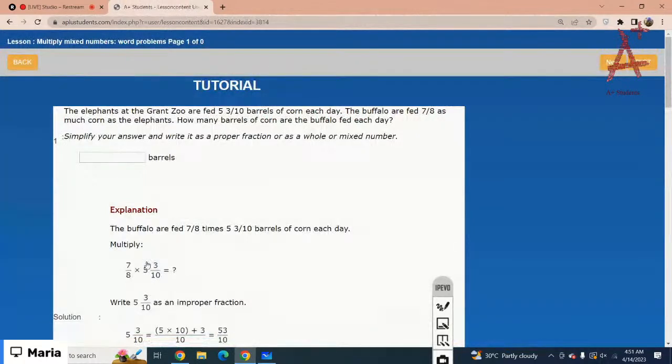The elephants at the Grand Zoo are fed 5 whole 3 by 10 barrels of corn each day. The buffalo are fed 7 by 8 as much corn as the elephants. How many barrels of corn are the buffalo fed each day? Got it? So basically you have to multiply both the fractions. You need to do 7 by 8 times 5 whole 3 by 10.